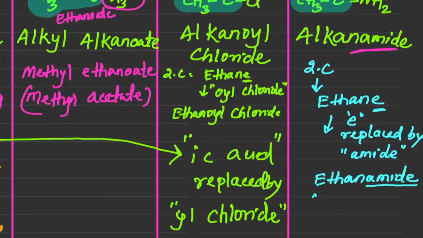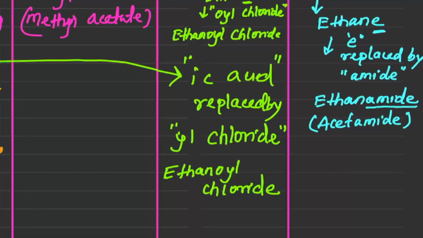The common name for this one is called acetamide. So you can see every time you got two of those, it's something related to acetic acid. Common name here would be acetyl chloride.